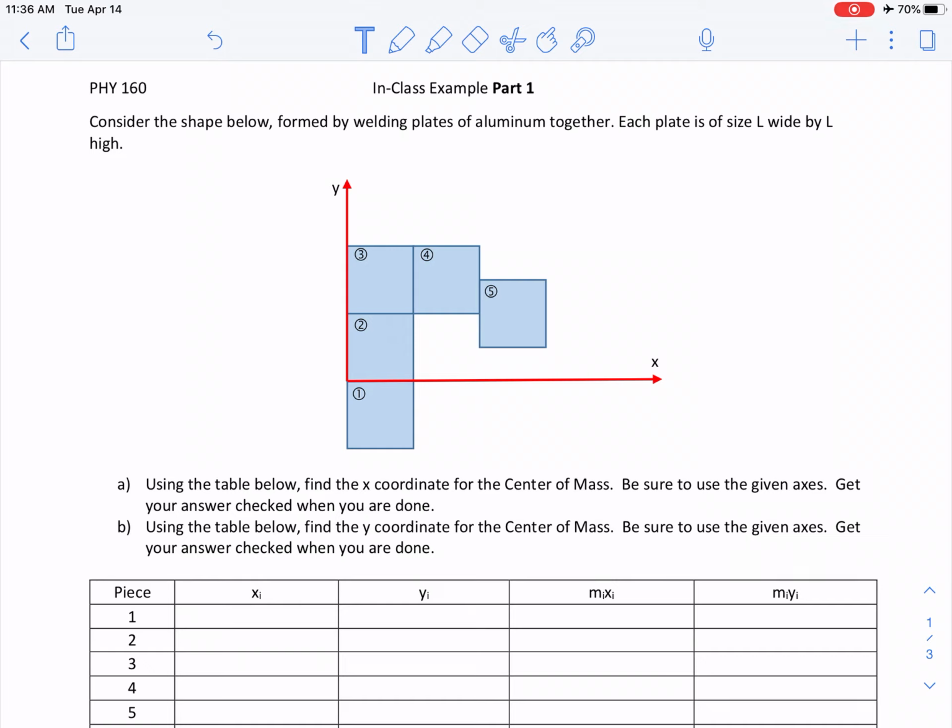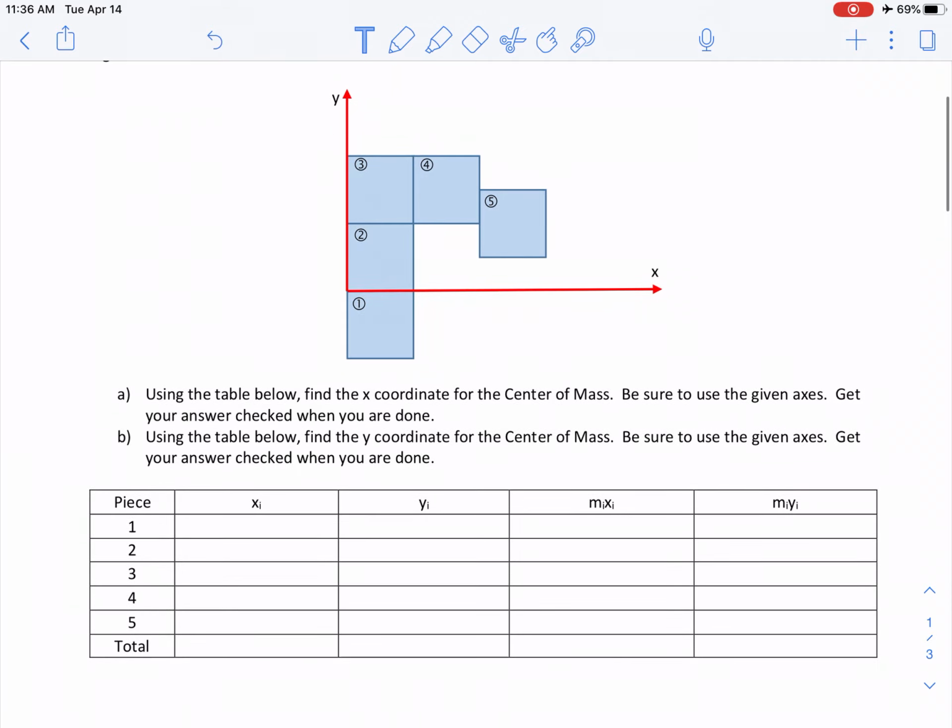Consider the shape below, formed by welding plates of aluminum together. Each plate is of size L wide by L high. Using the table below, find the x-coordinate for the center of mass. Be sure to use the given axes and get your answer checked when you're done.